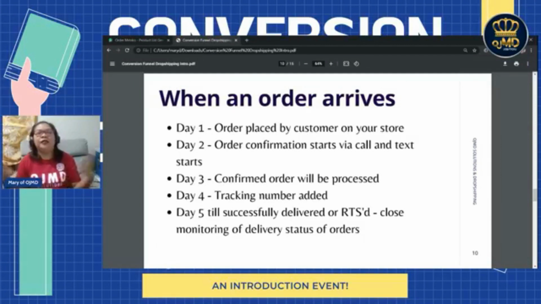Day 2 is when we confirm your order either through text or call. Once we get confirmation, day 3, your order will already be processed. And then day 4 is when you will see the tracking number added to your order.